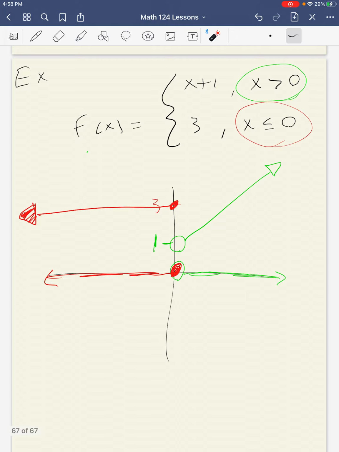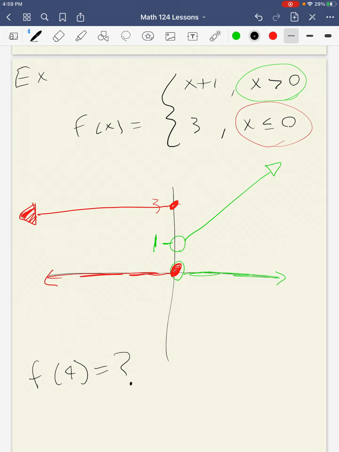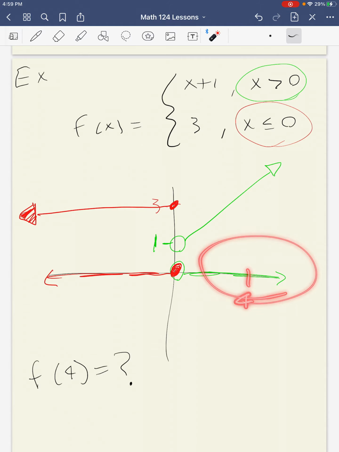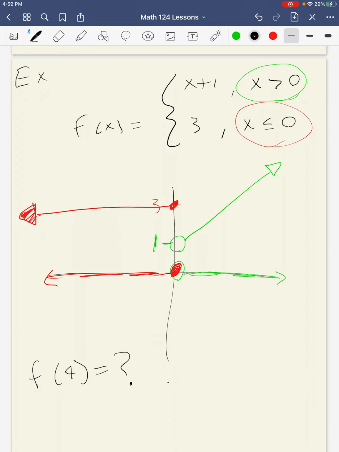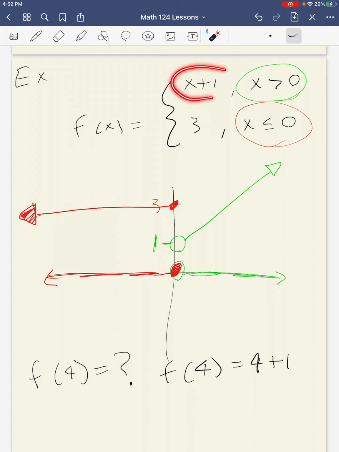Okay, so how do we plug into these functions? Well, it's pretty easy. So let's plug in the number, I don't know, 4. So how do we plug in a 4? Well, first you have to think, does 4 belong to this piece or to this piece? Obviously 4 is in the green piece, right? 4 is right here. So since 4 belongs to this green piece, you plug in the 4 to the corresponding function, right? F of 4 is 4 plus 1, right? Just plug in a 4 into x there. F of 4 equals 5.